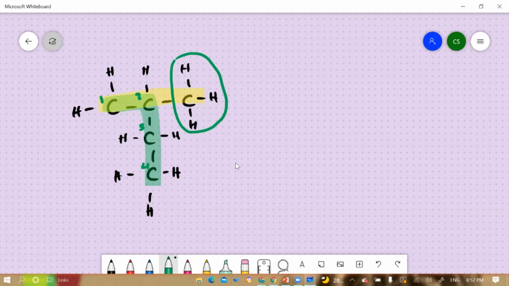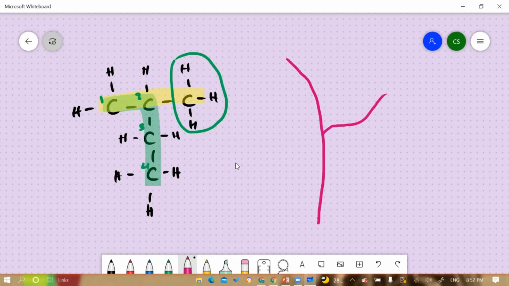They call them branches. It's like a tree. You have your main trunk and then you have your branch. A lot of people make this mistake. I made the mistake the first time I did a test. I think the majority of my class made the same mistake.